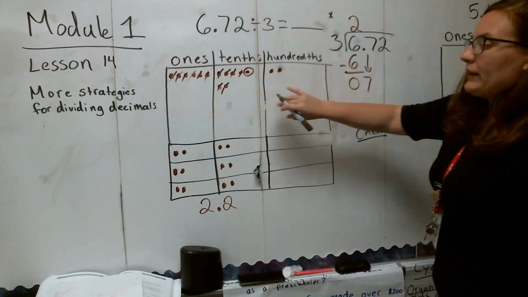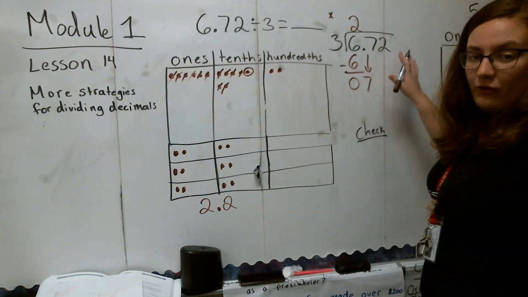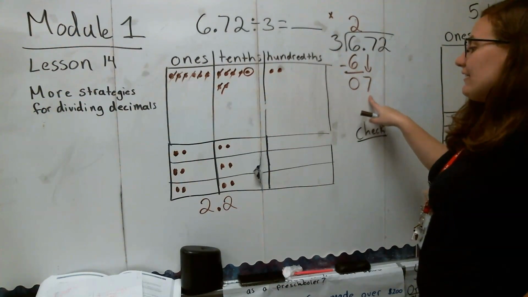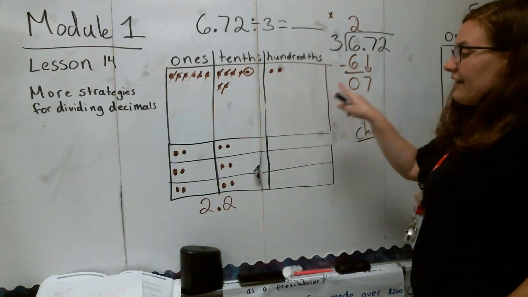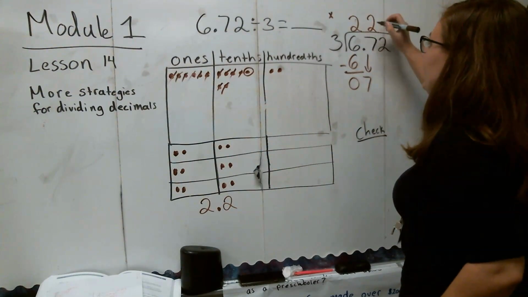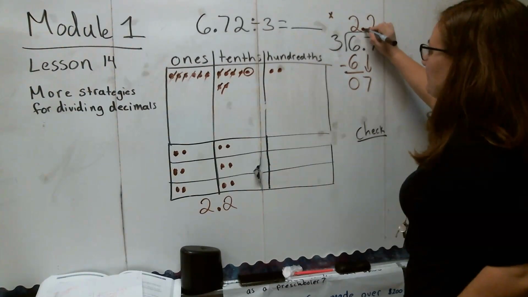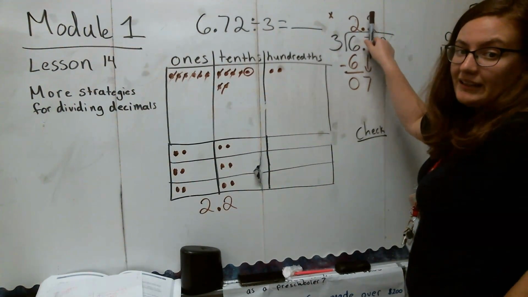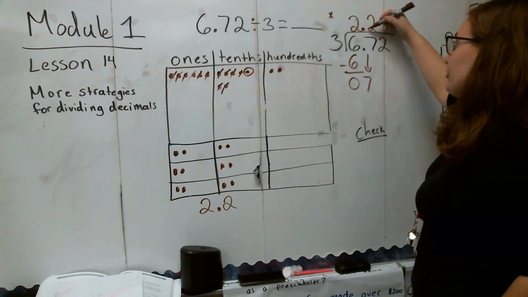And then I'm going to show my work for what I just did over here. So now I'm thinking about how many times can 3 go into 7? Well, 3 can go into 7 2 times. So I'll put a 2 right here. I'm going to bring this decimal straight up. We don't want to forget about those decimals. Decimals should always be lined up. So now I have 2.2 up here.